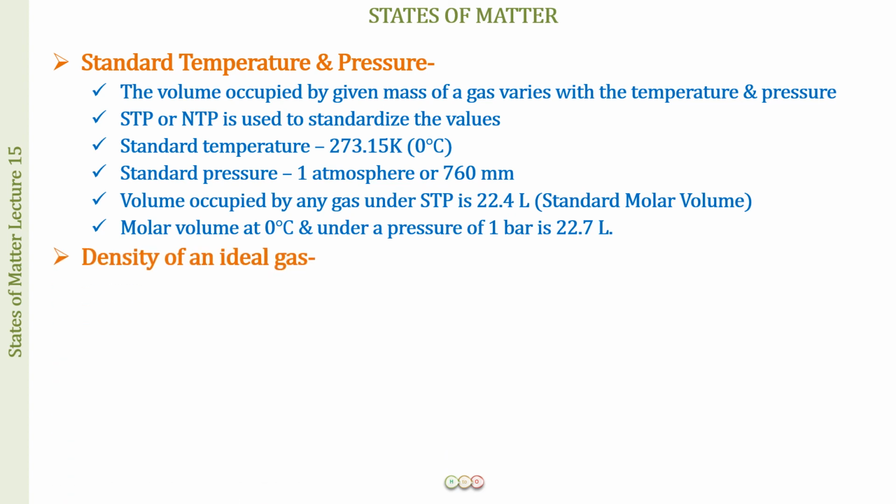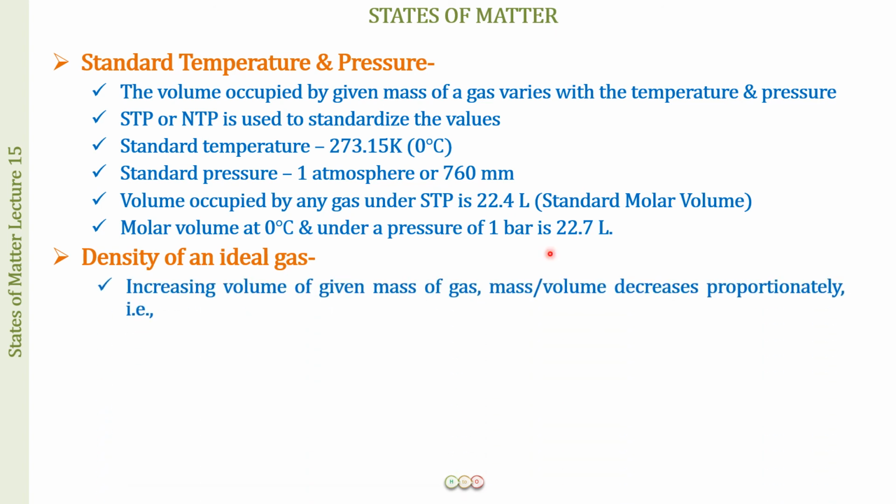Now, before we finish it off, the last thing that we learned today is the density of an ideal gas. Now, what is density? Density is mass per unit volume. So if we increase the volume of a given mass of gas, okay, so mass we are keeping constant and volume we are increasing, this means that mass per unit volume is going to decrease proportionally. So density, which is mass upon volume, is going to be inversely proportional to volume. So we can write this as d1 by d2 equal to v2 by v1, or we can say that d2 is going to be equal to d1 into v1 by v2.